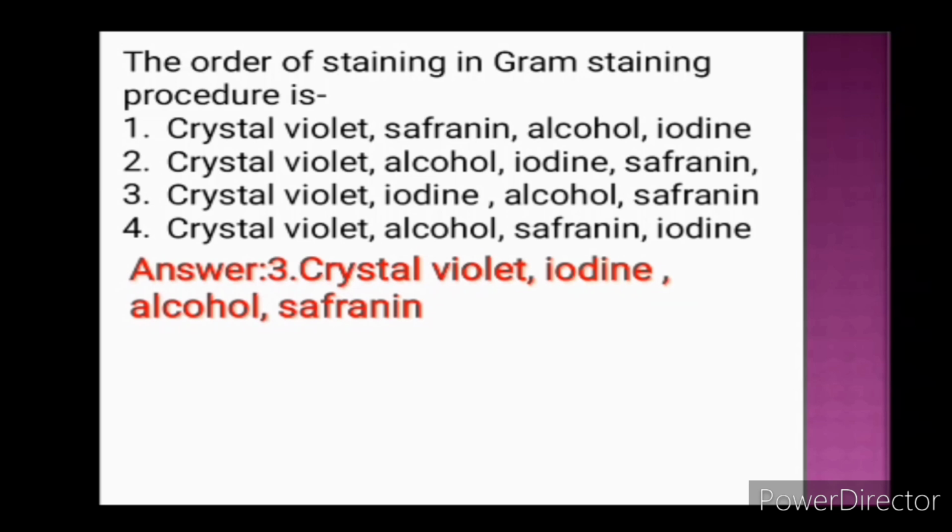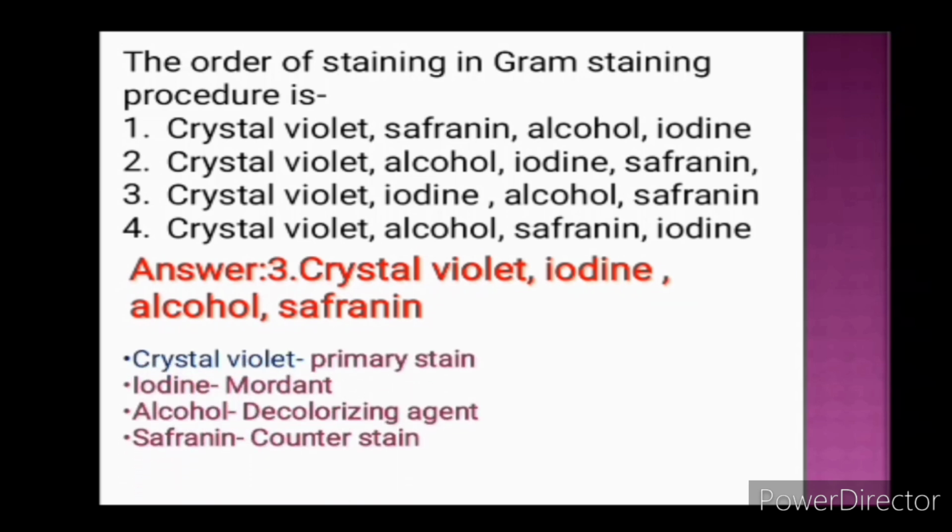followed by safranin. Crystal violet acts as primary stain, then iodine acts as mordant, alcohol as decolorizing agent, and safranin is counter stain. On gram staining, the gram positive bacteria appear as violet in color and gram negative bacteria appear pink in color.